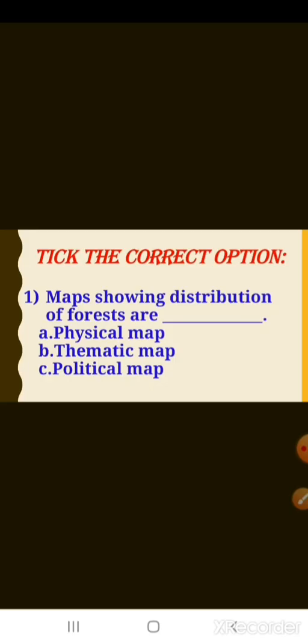Now it's time for a quiz. Tick the correct option. First one. Maps showing distribution of forests are A. Physical map, B. Thematic map, C. Political map. What is the correct option, children? Yes, B. Thematic map.